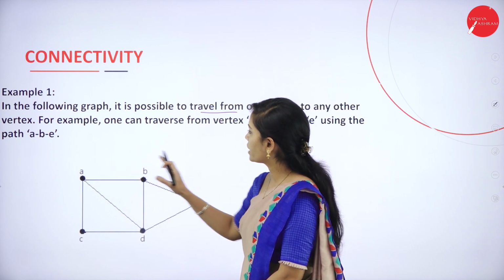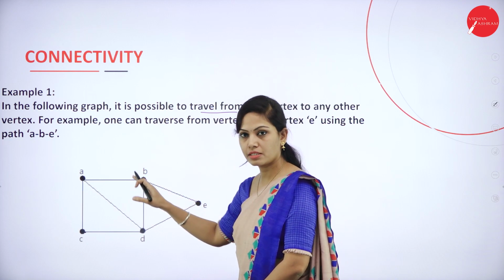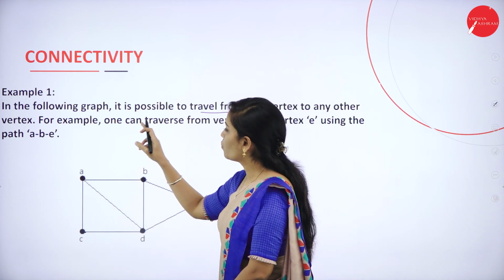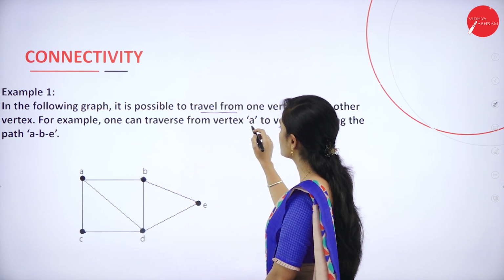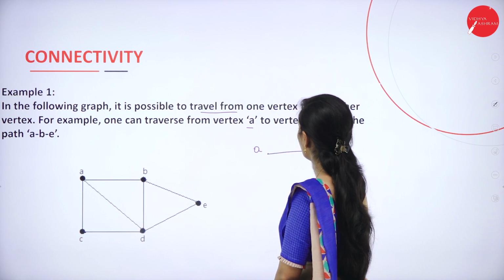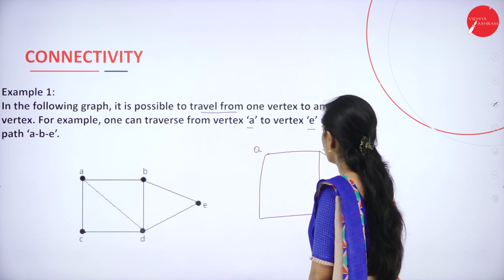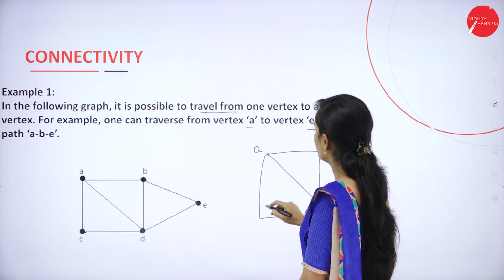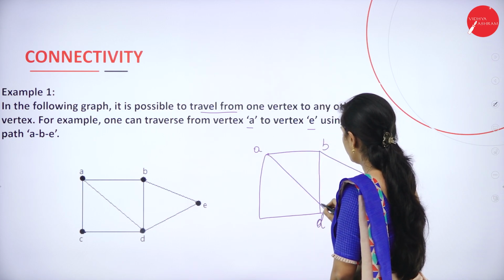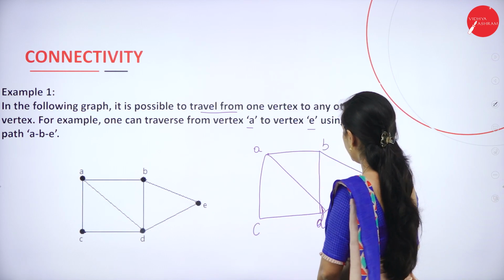Here it is possible to travel from one vertex to another vertex. Is there any path? Yes, we have one path between every pair of vertices. For example, one can traverse from vertex A to vertex E. So here I have vertex A, vertex B. So this is a connected graph. There is a path between every pair of vertices. So A, B, E, D and C. Here I have 5 vertices: A, B, C, D, E.